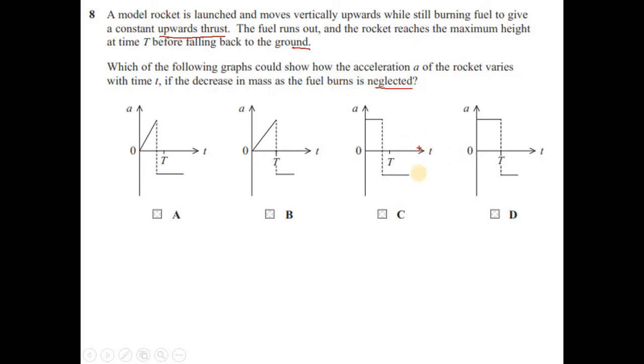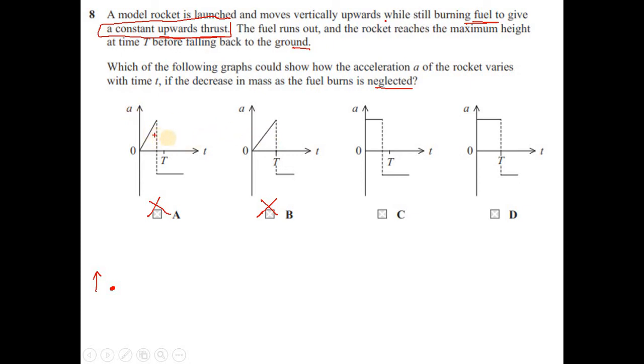Okay, so you need to understand motion of the rocket. When a rocket is moving up with increasing speed, the reason is the force acting, or the thrust acting on the rocket, is constant. So constant thrust means the rocket has constant acceleration when it is moving upward, when the fuel is burning. So during burning fuel, the rocket is experiencing constant acceleration. So we cannot have option A and option B, because in both of the graphs, the first portion of the graph is showing that we have increasing acceleration.